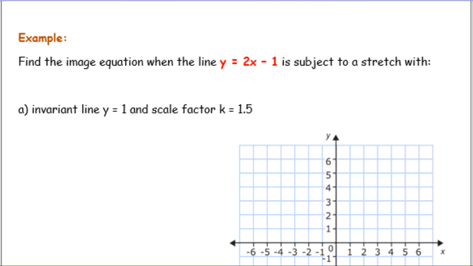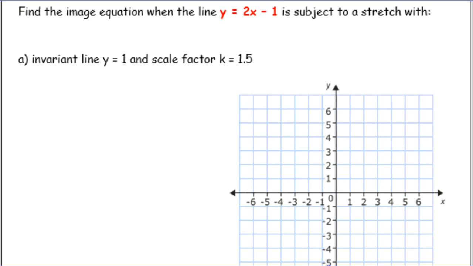Now, image equations, very similar, easy enough. Just draw the original line, the object line first, and then deal with the stretch. So I like to put in the invariant line first, because I forget otherwise. Invariant line, y equals 1. So the invariant line, y equals 1, is through here. Here's my invariant line, y equals 1.